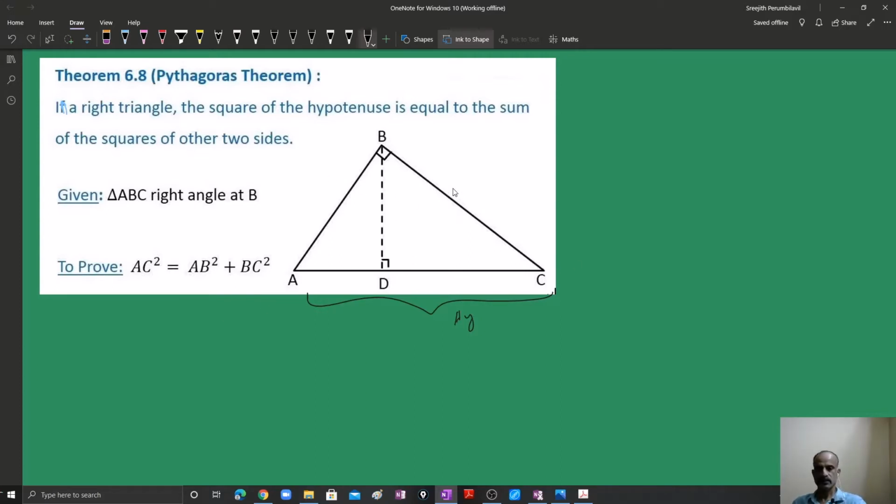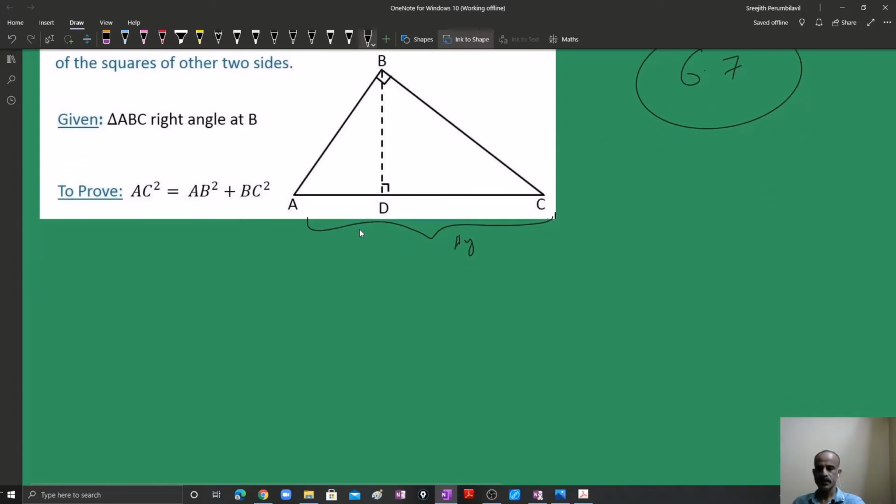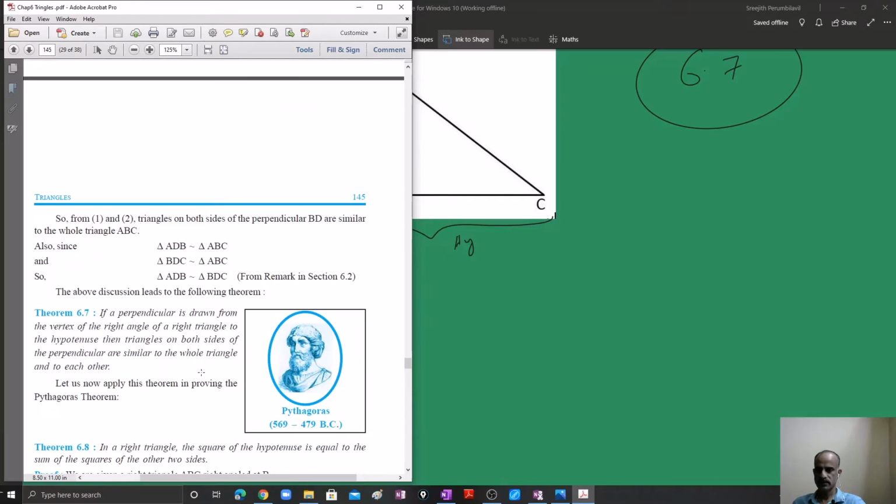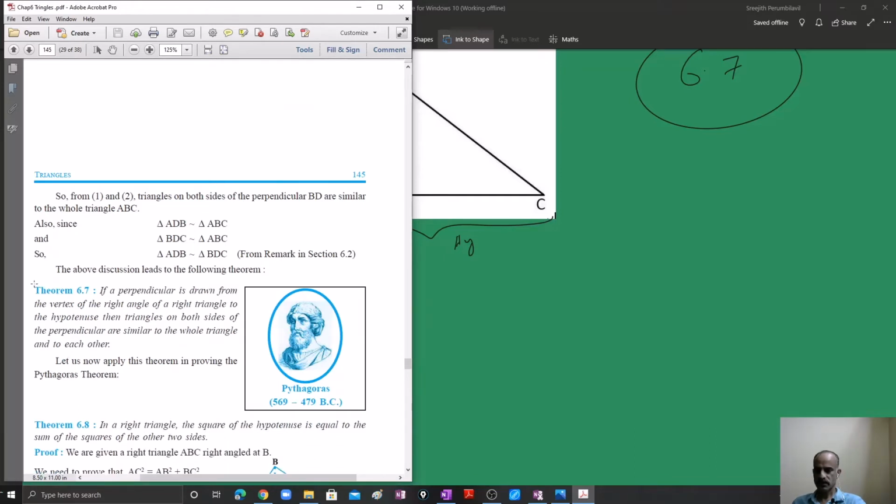See, there is something known as theorem 6.7. I will explain that. The reader has used this theorem to prove Pythagoras theorem. It is not necessary you should use this exactly, but this is a very simple thing that we will come to. Let us see what theorem 6.7 says.